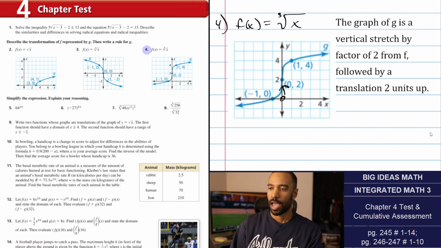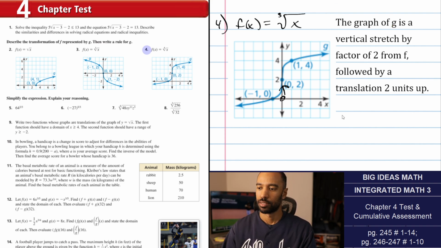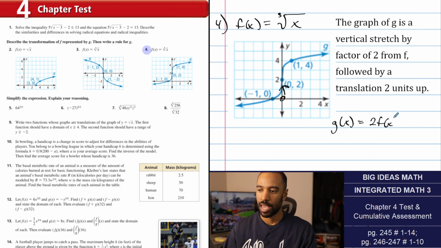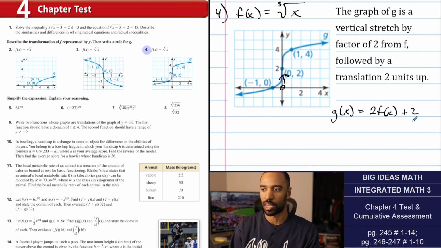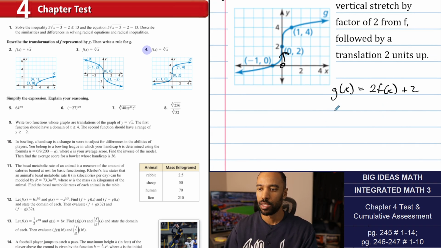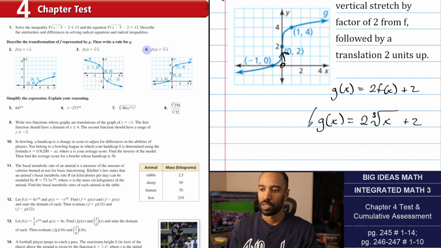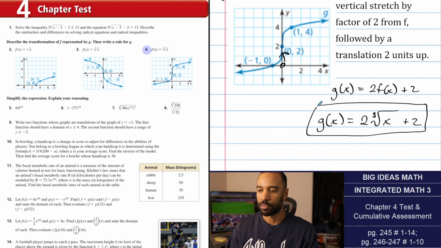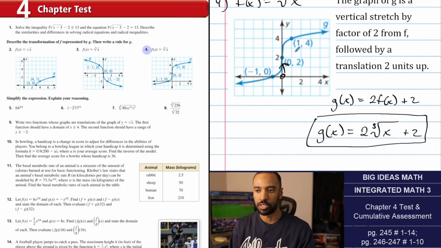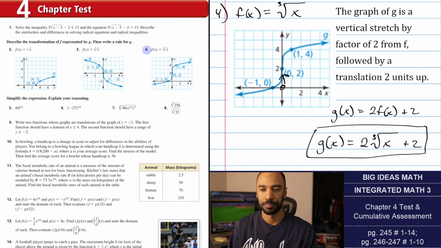So our g of x is going to double the f of x, and it's going to add 2 on the outside of the y. So both things are affecting y. So g of x will equal 2 times the 5th root of x plus 2. You go over 1, you go up 1 to the 5th root of 1, which is still 1, but doubled is 2 like that. Okay.